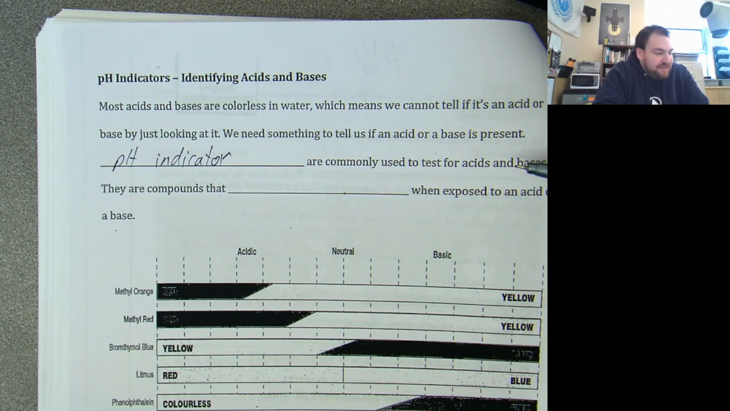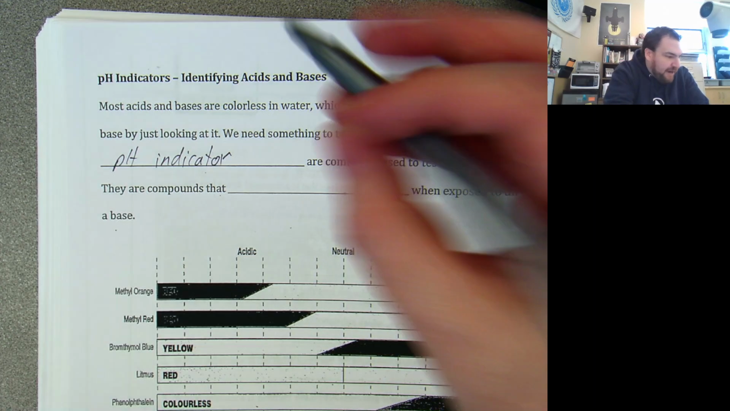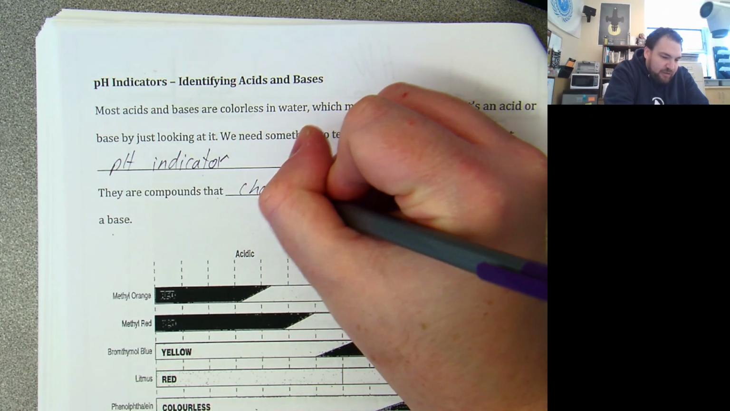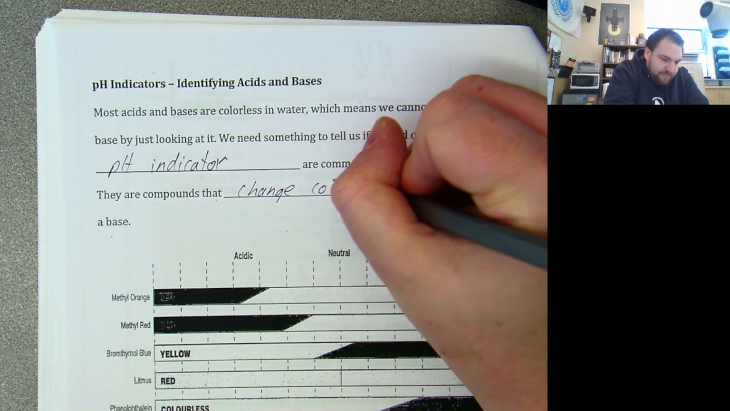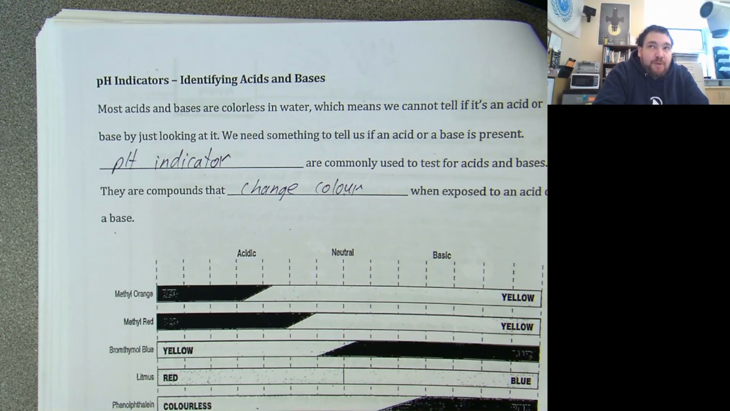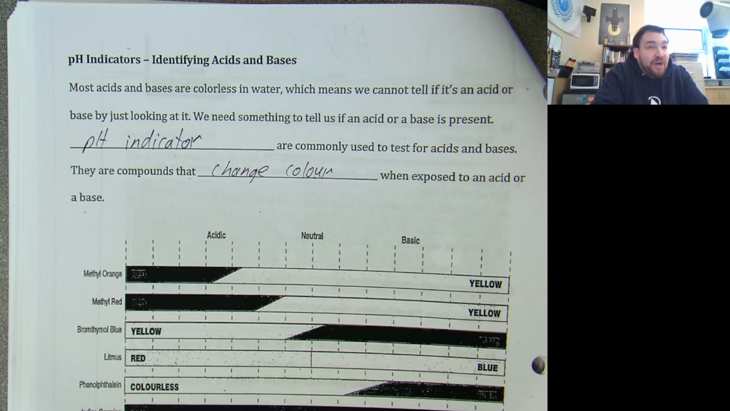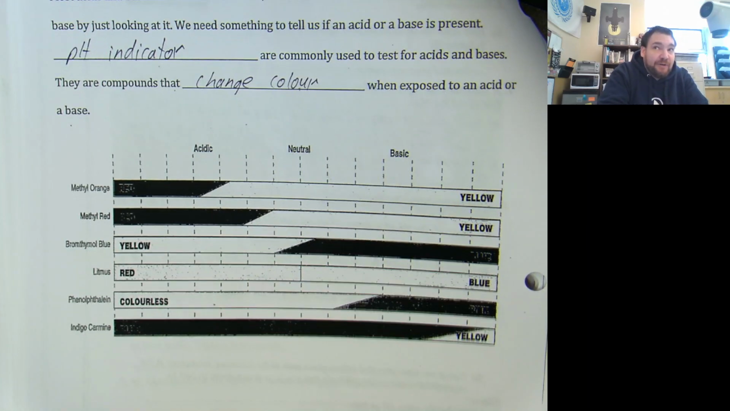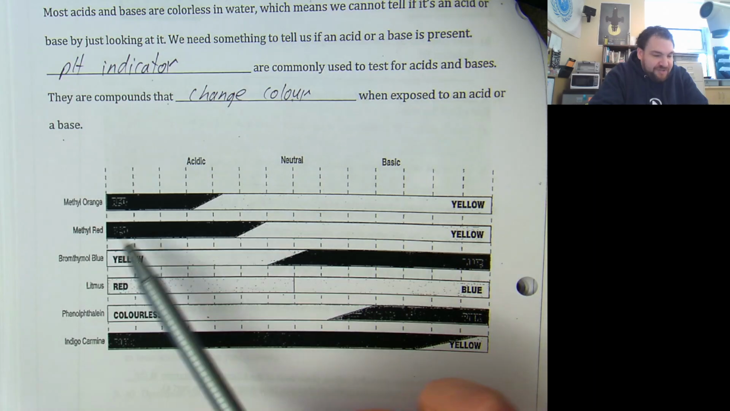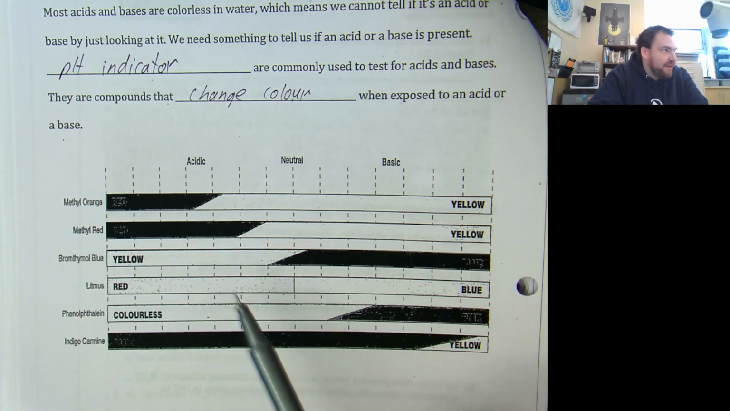To test for acids and bases, pH indicators are compounds that change color when exposed to an acid or a base. And we have a bunch of these because they change colors at different points on the pH scale. Unfortunately, I cannot photocopy in color because this cool little chart down here would be in color, but there are words to tell you what colors these things should be, and if you want to color them yourself, go ahead.